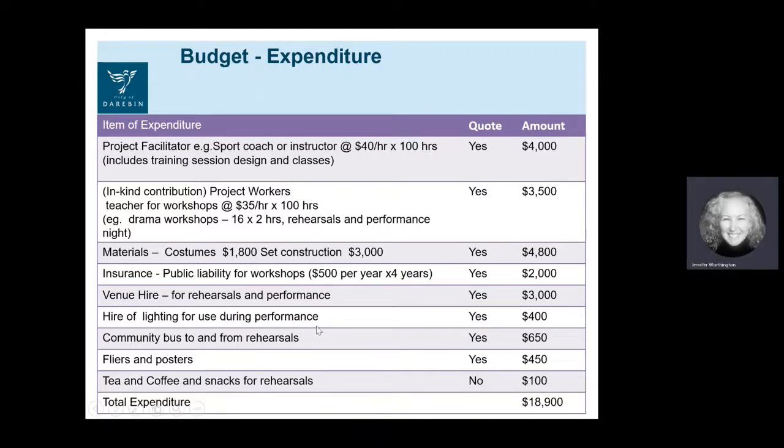You might have the costs of set construction and costumes, public liability for the event, the venue hire, for example, the lighting, the sound, community bus and bus hire, flyers and posters, or tea and coffee or snacks for rehearsals. So your expenditure is $18,900.